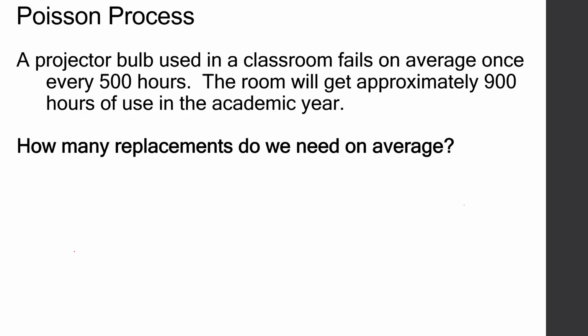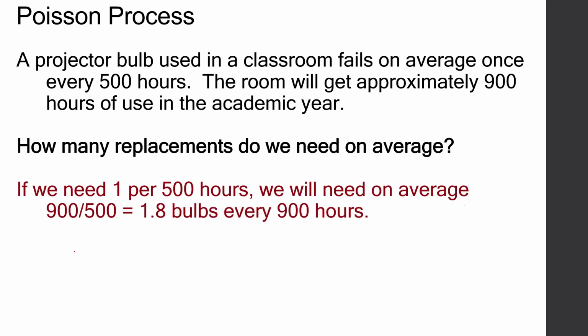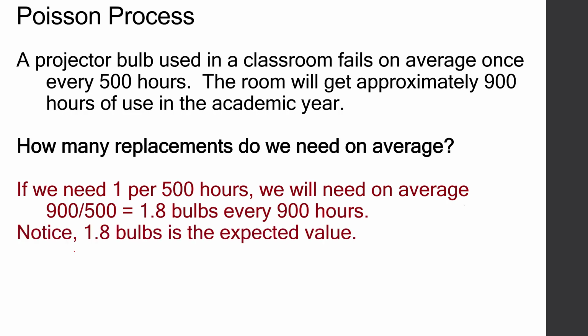So you can compute your expected number by taking the number of hours divided by 500. So if we need 1 per every 500 hours, we're going to need 1.8 for every 900 hours. So 900 divided by 500. Notice that this 1.8 is our lambda. That's our expected value.